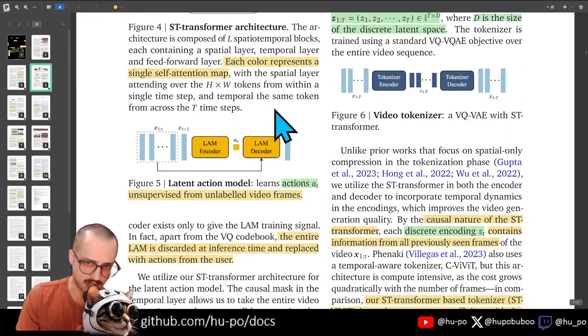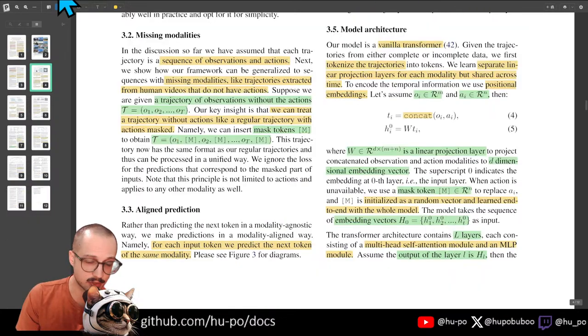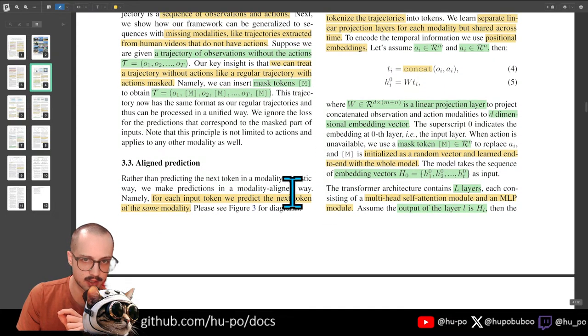So that's how they do it in that paper. They create this latent action model to get an action space from the observation, so they can feed in an observation and then get the action. In this paper, they don't do that. They say, okay, let's just pretend that we're doing some kind of masked training problem and we just don't know what that action is. So we're just going to sub in this mask token. Okay. For each input token, we predict the next token of the same modality.